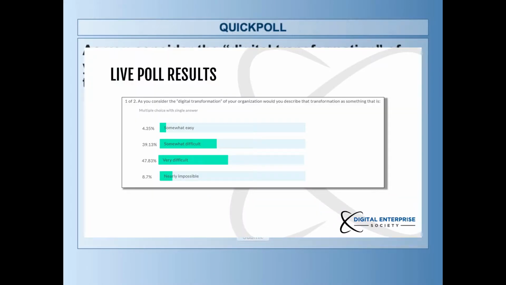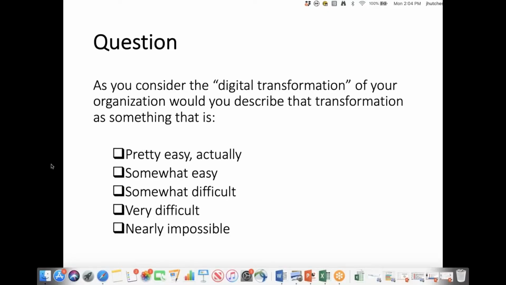Scott, it looks like we currently have 50% coming in at very difficult, around 30-35% somewhat difficult, and 10% have said nearly impossible. If you haven't already, go ahead and submit your response to that poll. We'll close it in just a minute here. We're sitting now at 5% somewhat easy, 36% somewhat difficult, 50% very difficult, and 9% nearly impossible. So we'll go ahead and close that poll. 5, 4, 3, 2, 1. All right.